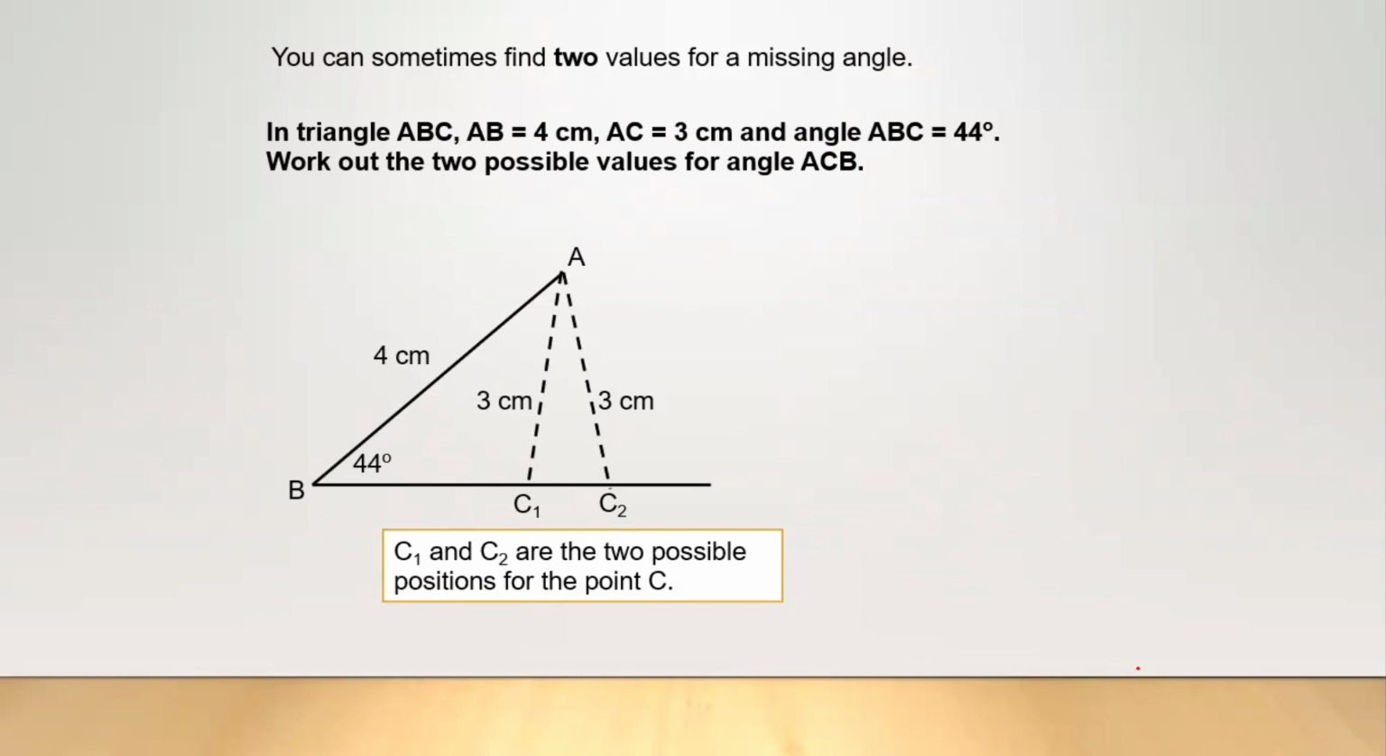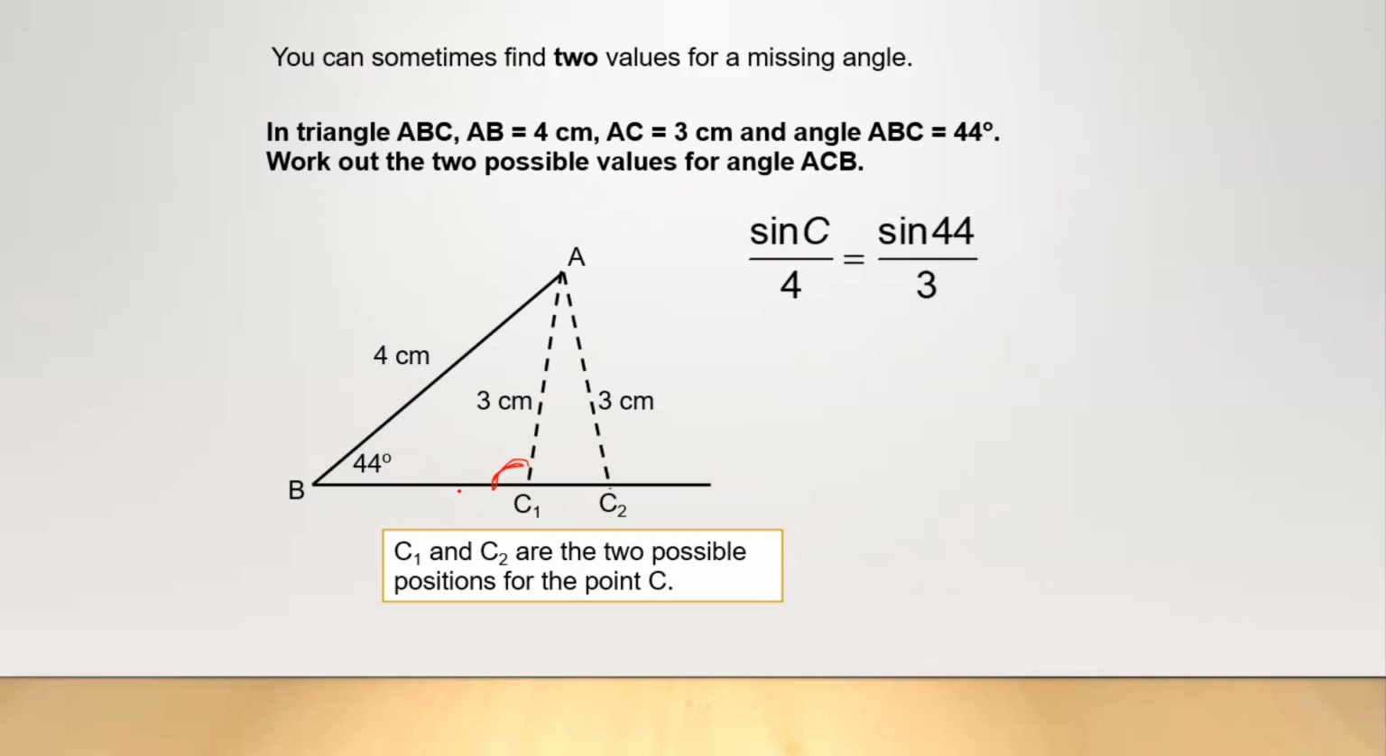Now we have to find the missing angle over here. If you have to find the value of angle C, then sine C upon 4, the side opposite to C, is equal to sine 44 divided by 3. We are talking of this angle C with the two possible values.